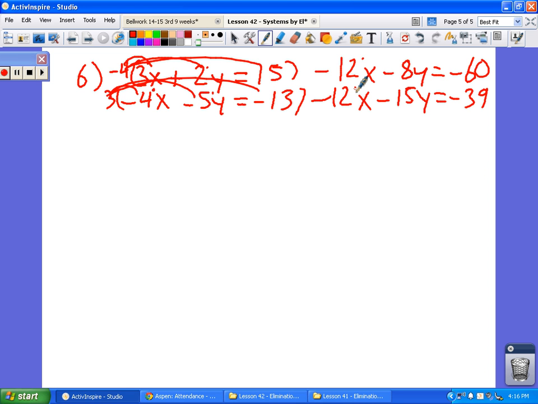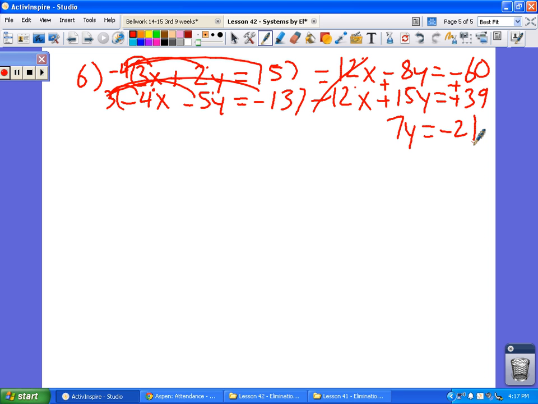When they're the same like that, we need to subtract to make them equal 0. So subtract, and everything will get subtracted here. Subtract, subtract, subtract. Negative 12x minus 12x, negative 12x will cancel out. Negative 8y minus negative 15y. These two subtraction signs in a row make them positive. Negative 8y plus 15y is 7y. We have the same thing happen here. Negative 60 minus negative 39. These two subtraction signs in a row make a positive. Negative 60 plus 39, though, is going to be negative 21.